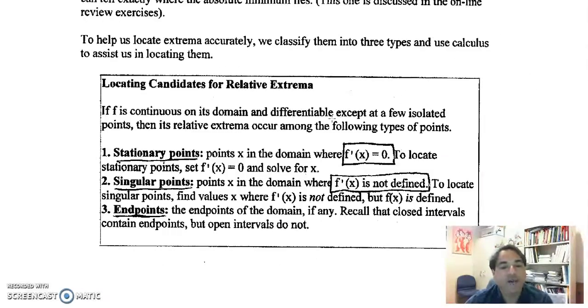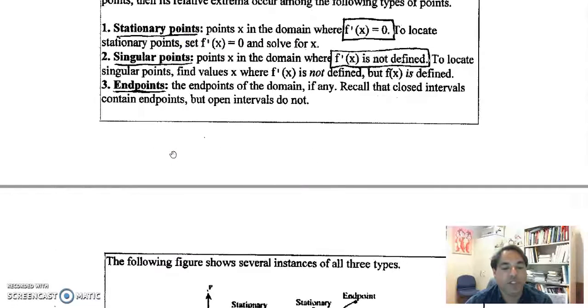So the question is, how do we find these relative max, relative min? We call them extrema. So how do we find these extrema? Well, there are three types: stationary, singular, and endpoints. Well, first of all, what does stationary look like?